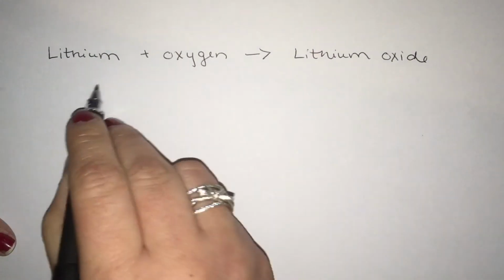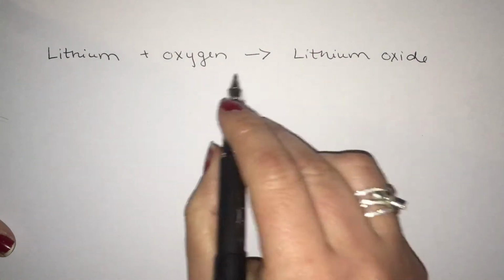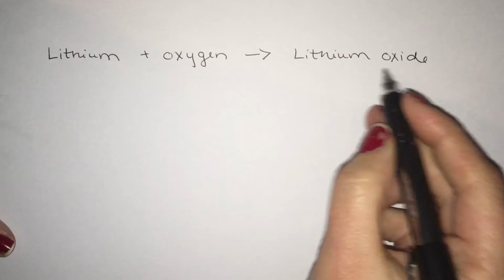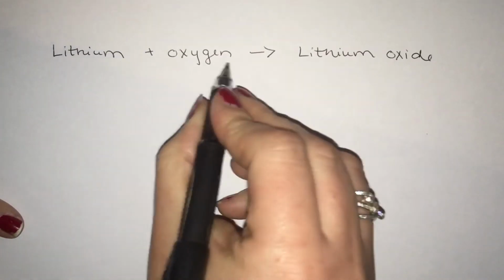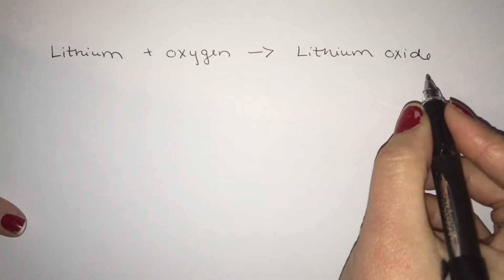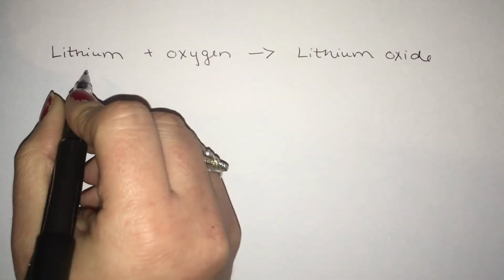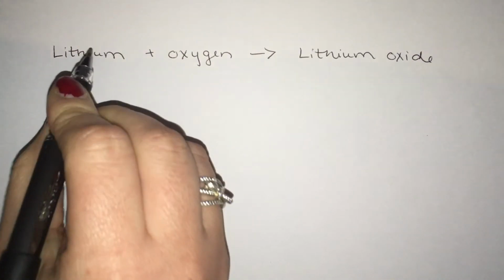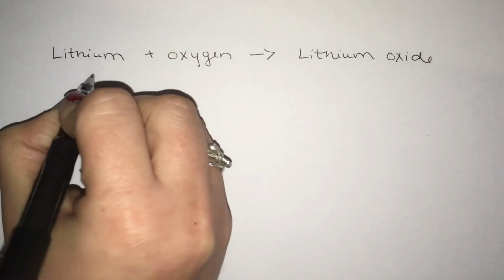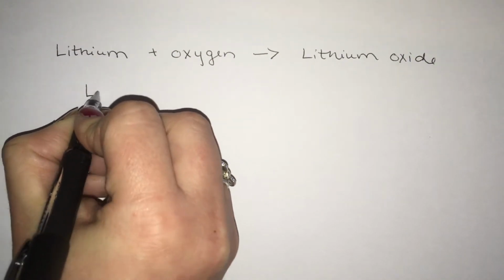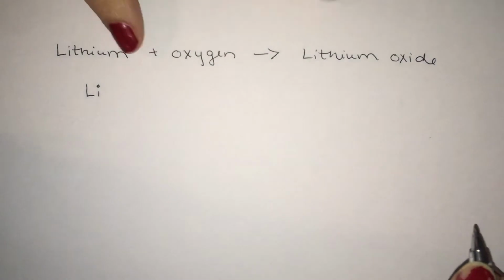So we have lithium plus oxygen will yield lithium oxide. If you're mixing lithium and oxygen, you'll yield lithium oxide. So this is an element, okay? It's not a compound. But it's not one of the diatomic elements, so we're just going to bring it down as the element.